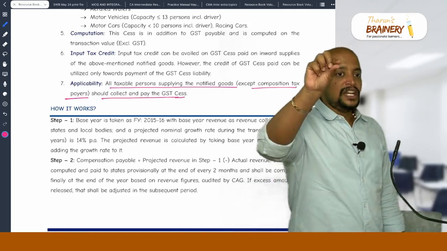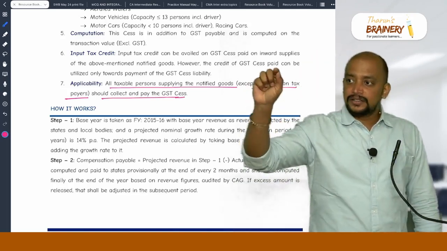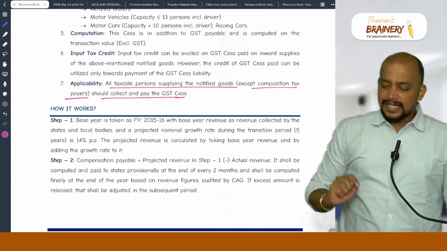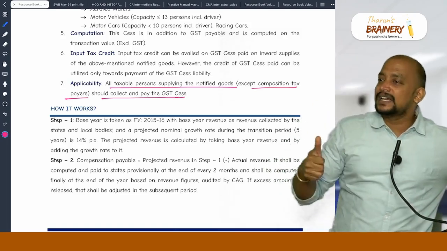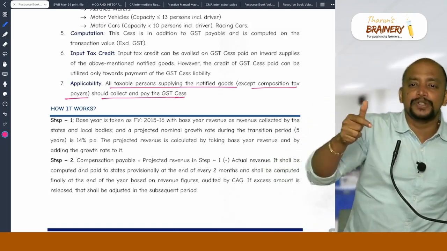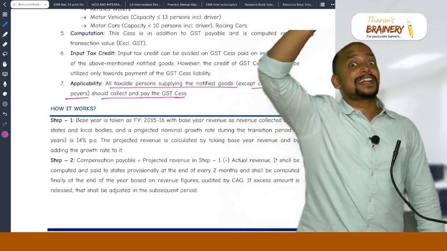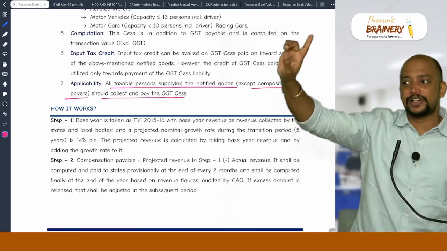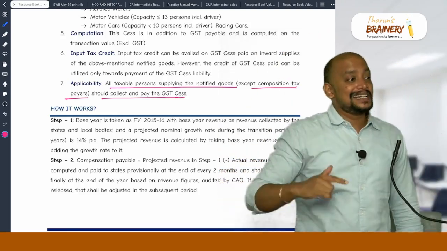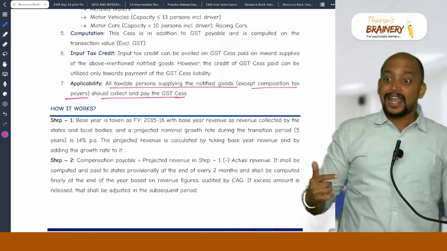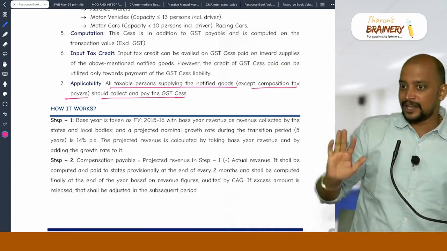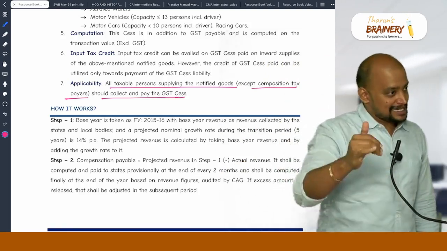Now in your mind one doubt would have started. Sir, a person who is selling aerated waters cannot opt for composition scheme. We studied in Inter that a manufacturer of aerated waters cannot opt for composition scheme, but a trader of aerated waters can opt for composition scheme. Okay, so don't worry about that. Whatever example I said is correct only.